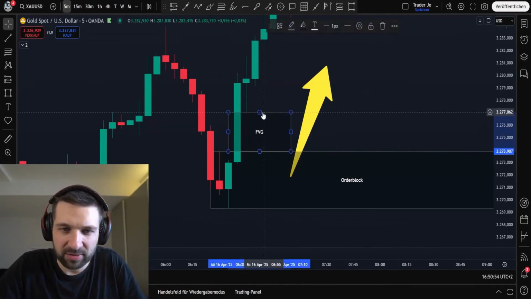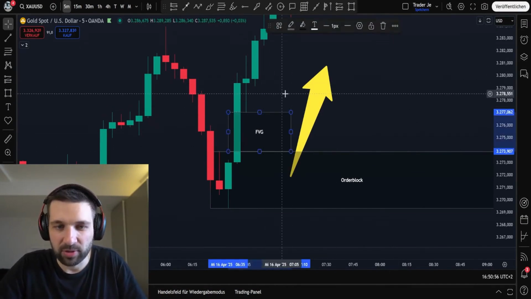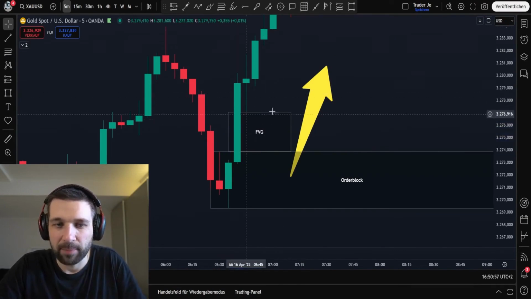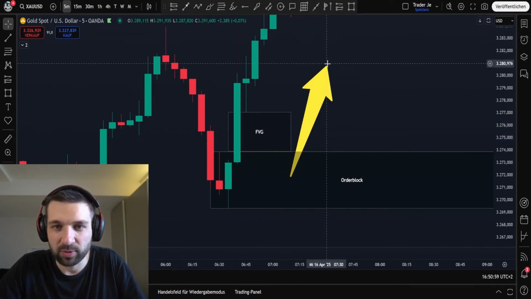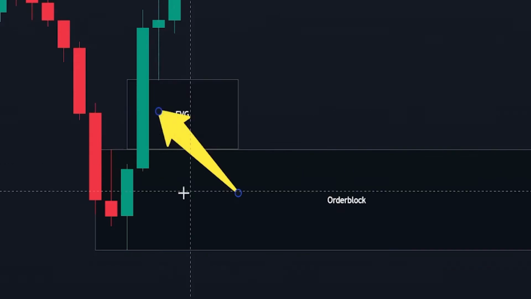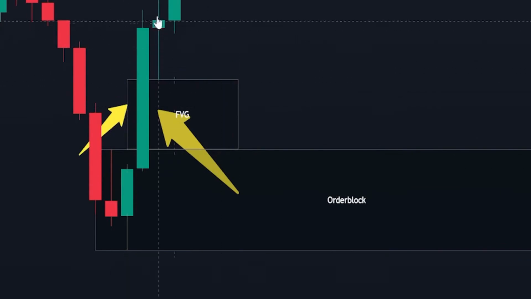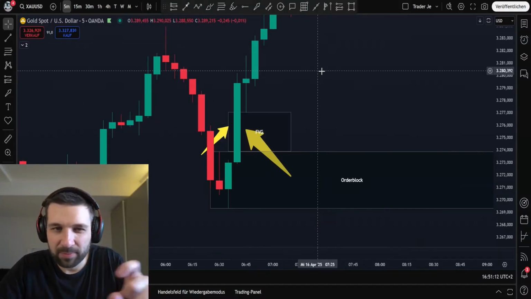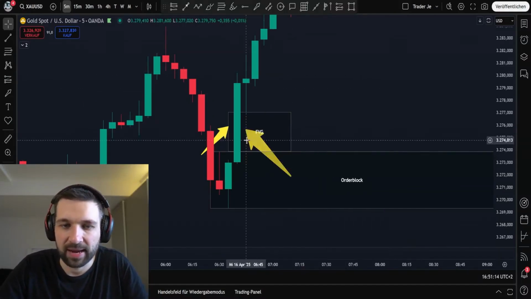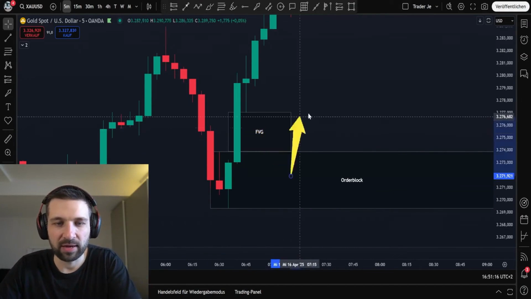I've also made a detailed video about the fair value gap on my channel. Feel free to check it out again. But it's nothing more than the fact that with this candle, there was simply no wick formed on either the right or left side, right? So the candle down here didn't move all the way up and the next candle up here also didn't move down there. That means a small gap is created there, you could say. And in the end, that's nothing more than a fair value gap.